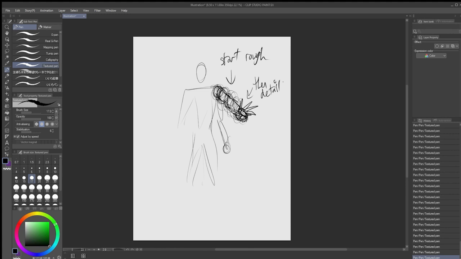Then detail. If we want to lift up this leg, make it like he's marching or running, the thigh and knee are going to get bigger because they're toward us. And then we have the rest of the leg that goes back and gets smaller because it's going further away.